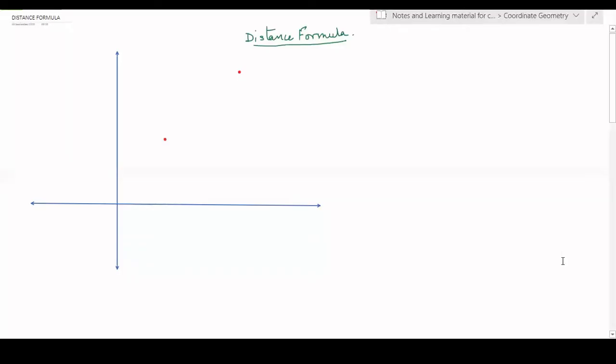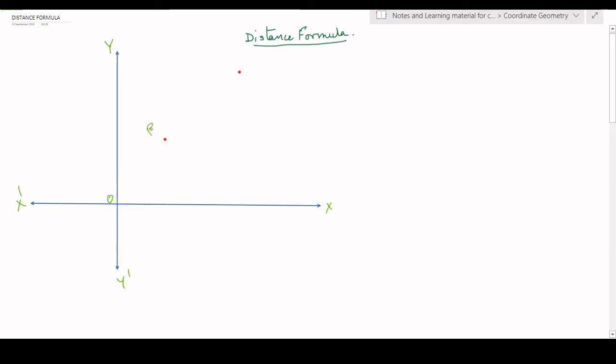In this video, we'll derive the distance formula. That is the distance between any two coordinates in this Cartesian system. In this Cartesian system, this is our y o y dash, the y-axis. This is x dash o x, the x-axis.